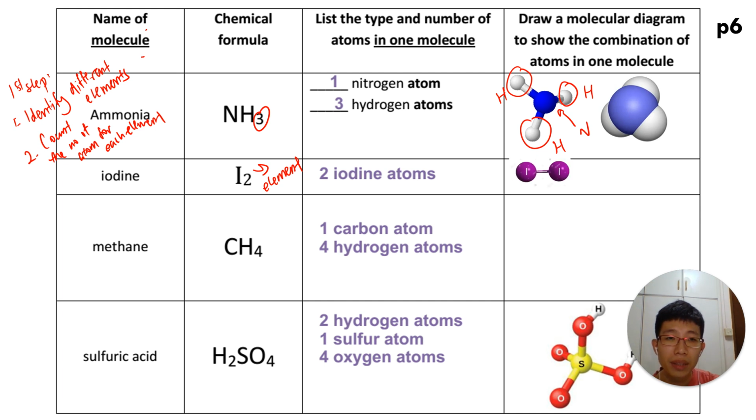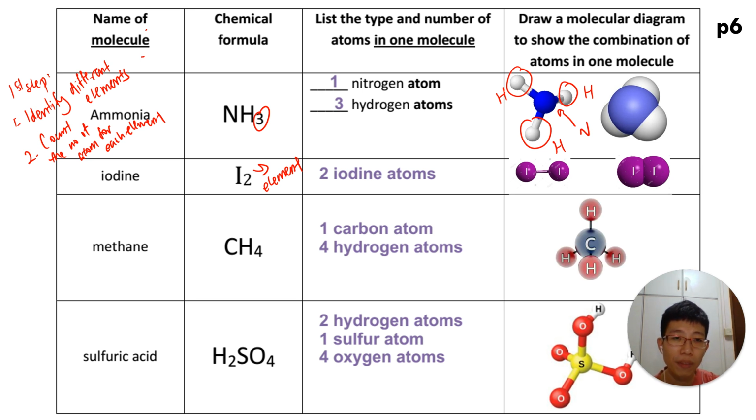So for iodine, it looks like this. 2 purple atoms because they are of the same element. And for methane, it looks like this, CH4. C is in the middle and is combined by, or bonded with, 4 hydrogen atoms.